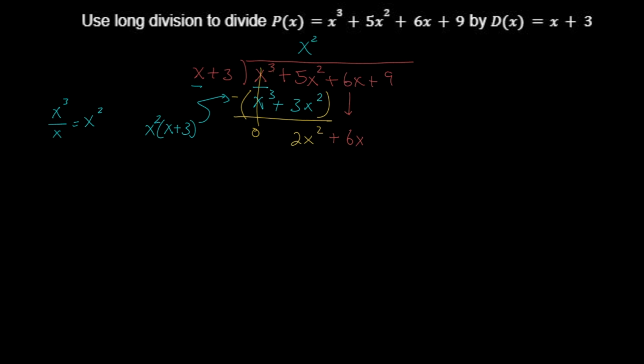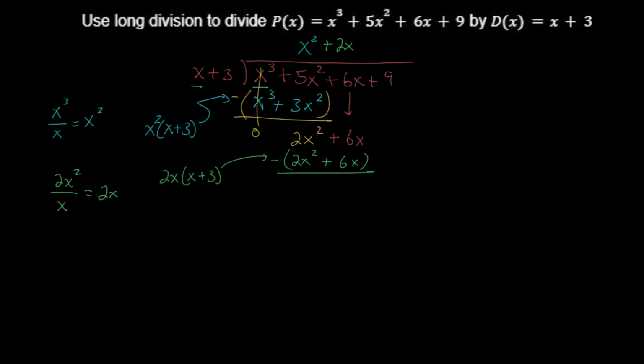Take our current leading term, which is 2x squared, and we'll divide it by the divisor's leading term, giving us 2x, so 2x will be the next term. Once again, we'll take our 2x and multiply it by our divisor, and that's the next thing we will subtract. So 2x times x is 2x squared, and 2x times 3 is 6x.